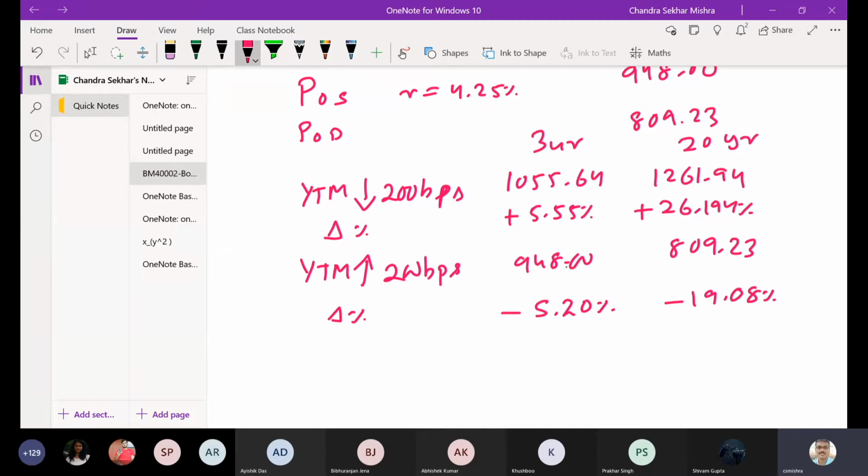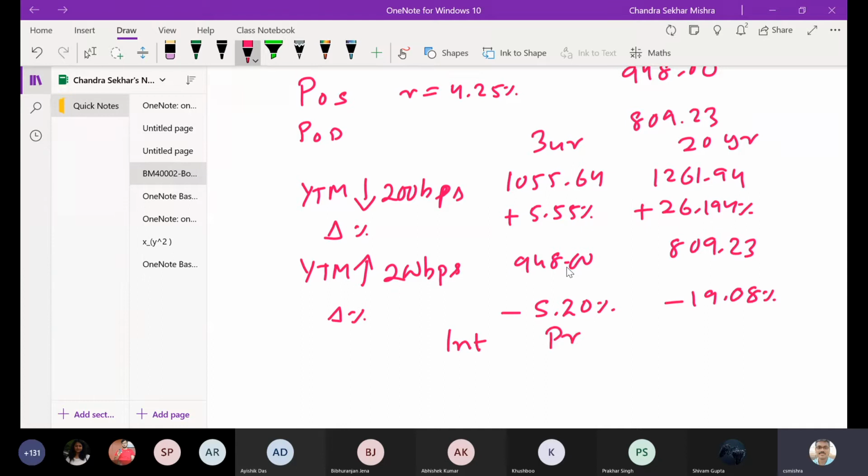Unless otherwise mentioned, with other things remaining constant, bonds with a higher maturity period are riskier, or the prices of those bonds are more sensitive to the change in interest rate. Because at the end of the day, it is a present value of cash flow. Now, what is the cash flow you have? The cash flow comprises the present value of interest and the present value of principal.